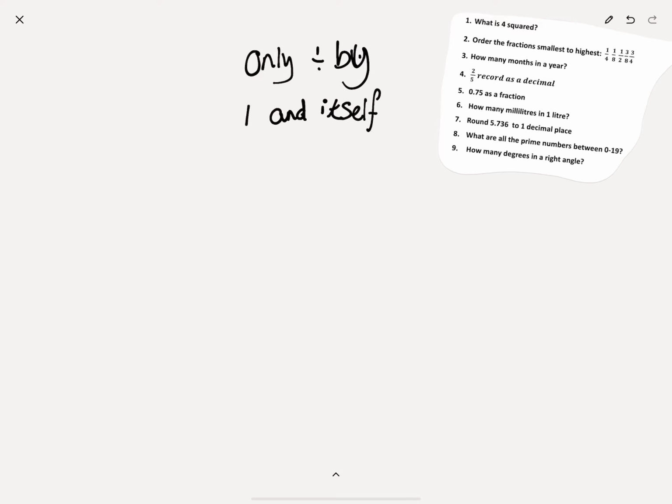Apparently spelling itself is not all right. So what are all the prime numbers between 0 and 19? The easiest way to do this is to run it through the filter, run it through the rule, which is this one. So 1 is an exception. So 1 is going to go over here because it is not a prime number.